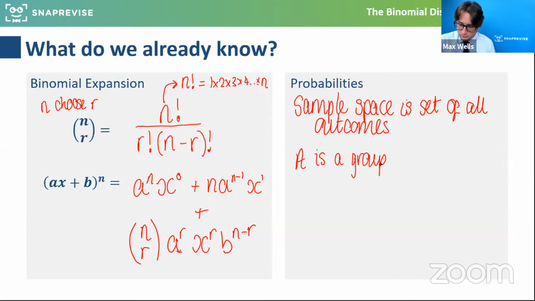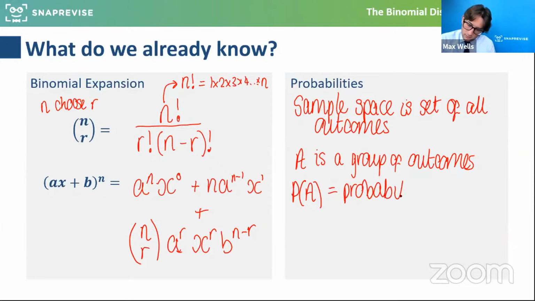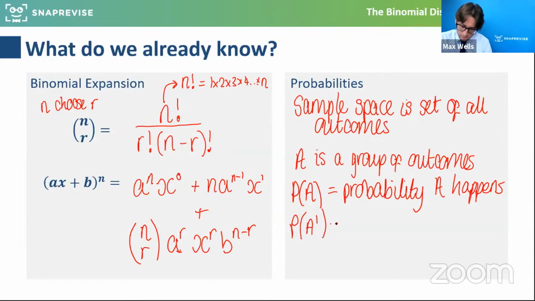If I use the letter A, just as an example, then we have this notation: P of A is the probability of A successfully happening, so the probability A happens. And this one, the probability of not A, is basically 1 minus the probability of A. That A prime, that A dash, means not A, and that's called the complement of A.